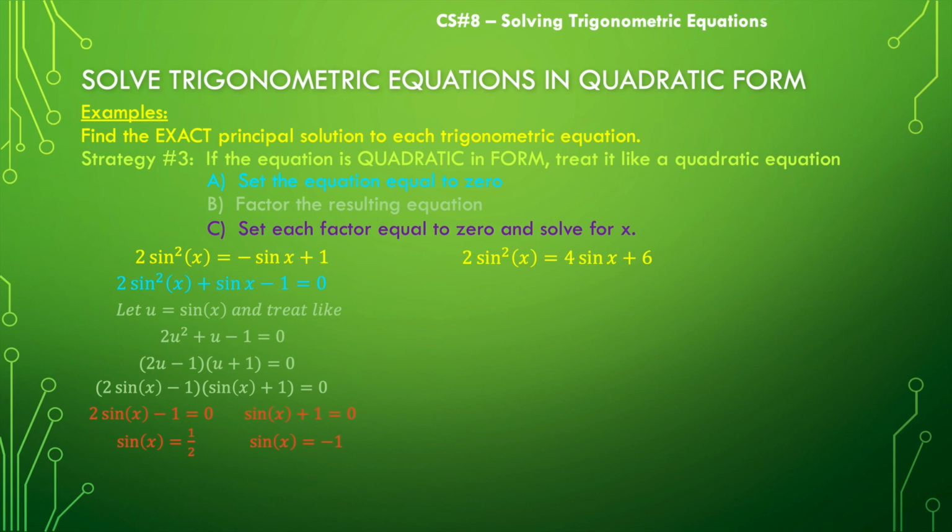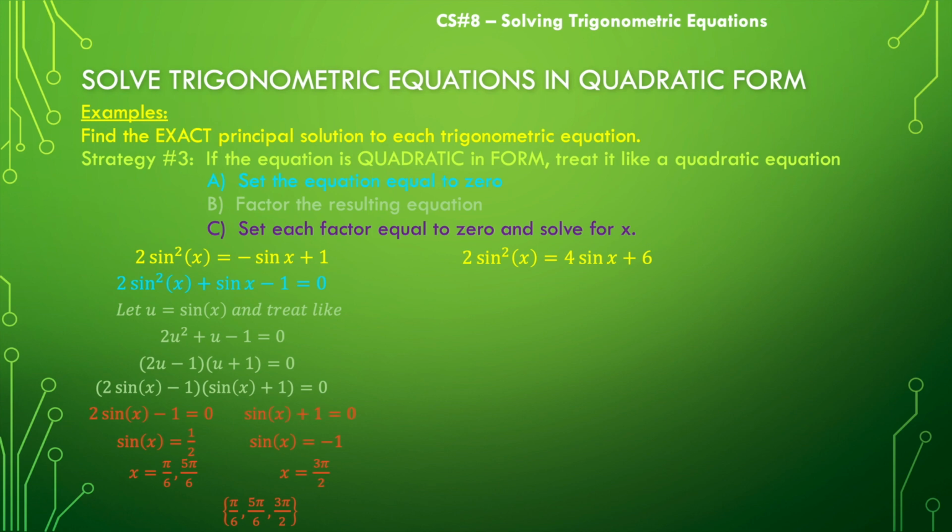Which angles on the unit circle have a y-coordinate of 1/2 and -1? That will be at pi over 6 and 5 pi over 6 for this first one, and 3 pi over 2 for the second one. All right, and so that will be my solution set. Pi over 6, 5 pi over 6, and 3 pi over 2.